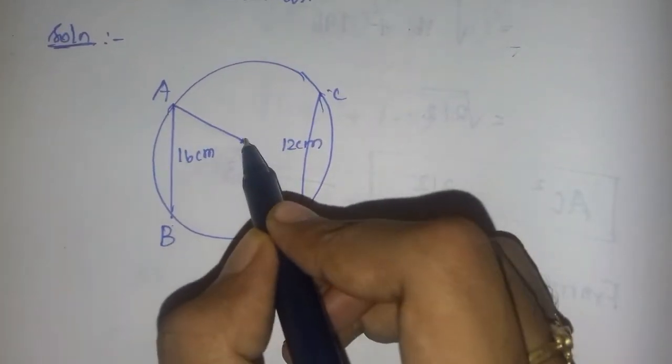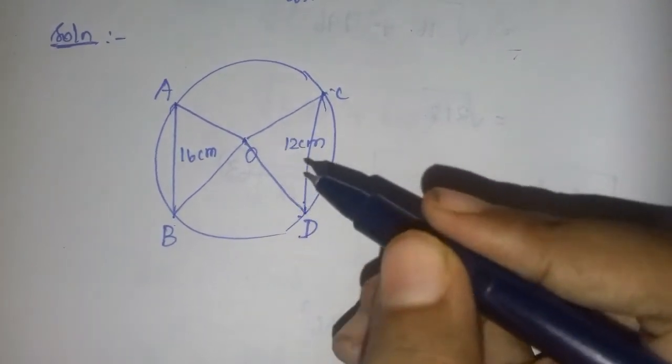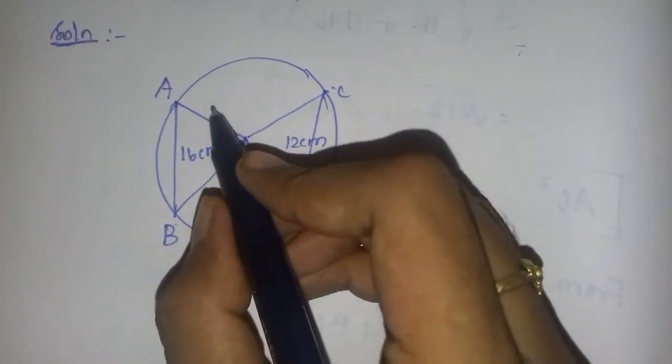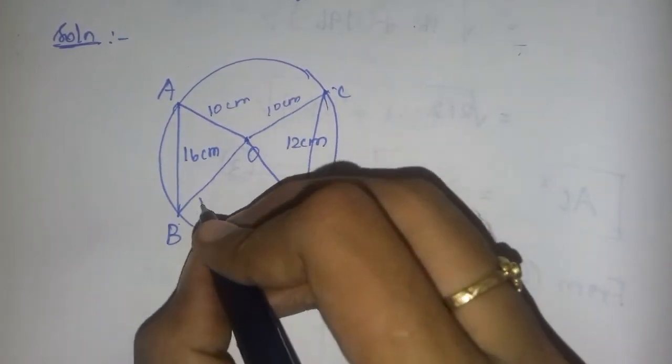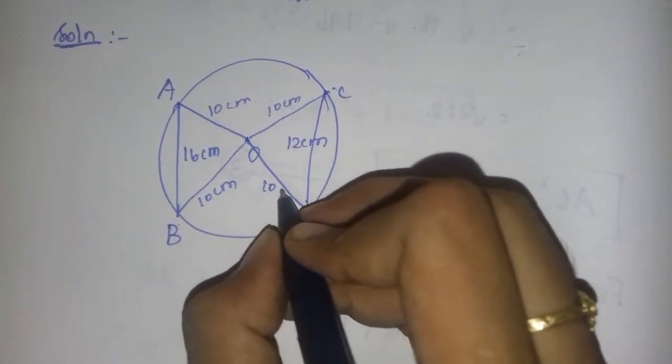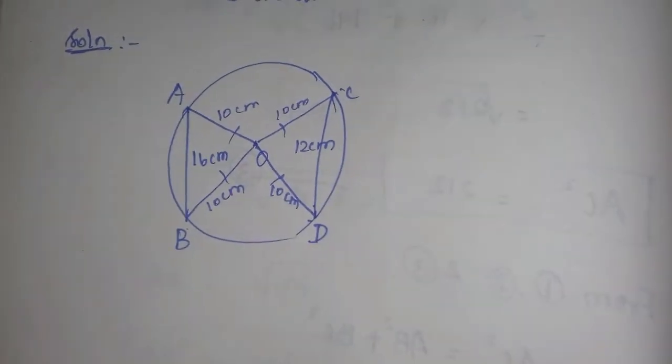So this is radius, this is radius. OA, OB, OC, OD. These are radii. Radius is 10 cm. So all the four distances are 10 cm. That we have also written. These four sides are equal. That also keep in mind.